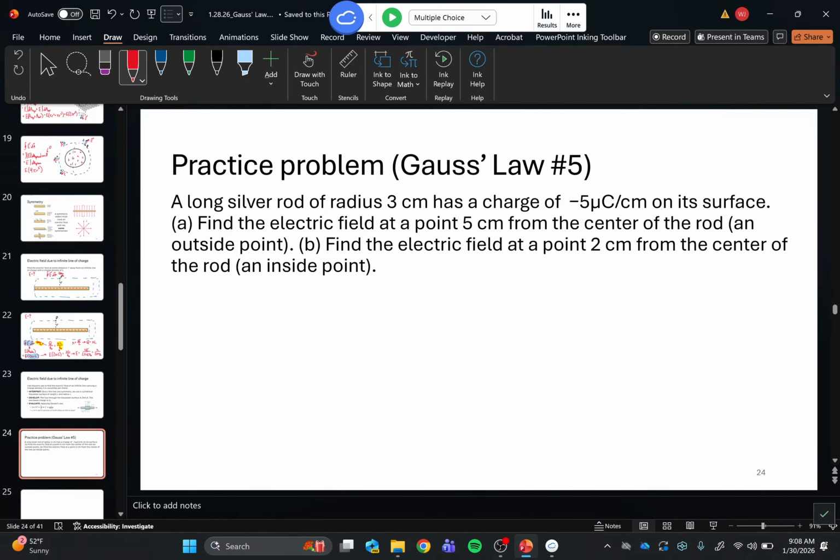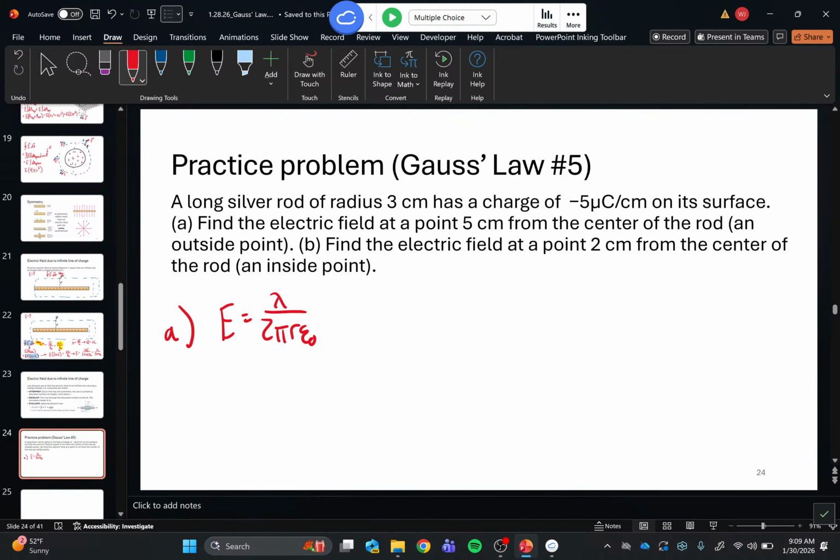A long silver rod. Oh, this is boring. Okay, never mind. We're going to do this and we make a really quick point. I'm actually not going to solve this. This one, you just get the equation that we just derived. You should try to derive this yourself. You're going to need to. So part A, boom, just plug in the numbers.